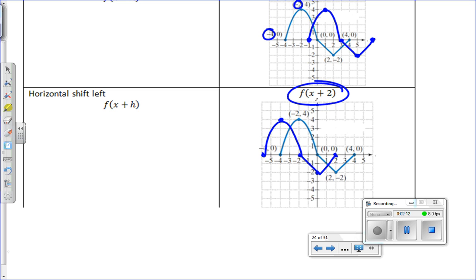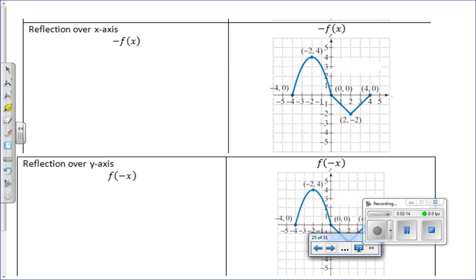All right, moving on to reflections. If you have a negative on the outside and you reflect it across the x-axis, all of the y coordinates change signs. Notice that your 0 y coordinates don't change, but this 4 becomes -4, and you have a reflection across the x-axis. There is some symmetry there. And then this -2 becomes 2, and so that is a reflection across the x-axis.